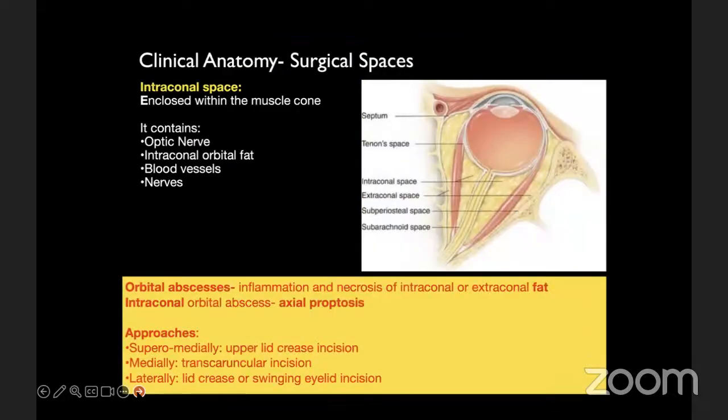Now, from the clinical anatomical point, let us look at certain surgical spaces which hold importance in case of orbital cellulitis. Firstly is the intraconal space. This space is enclosed within the muscle cone. As we can see, it is present behind the globe, and this contains the optic nerve, the intraconal orbital fat, the blood vessels, and the nerves. Now, when we say abscess, it means that there is inflammation as well as necrosis of the intraconal or, depending on the location, extraconal fat. Now, intraconal orbital abscess, like we previously said, will contribute to axial proptosis.